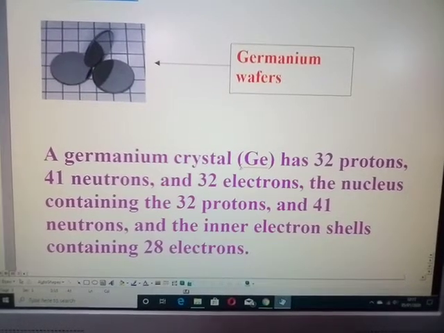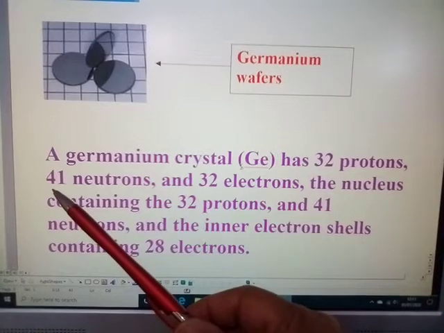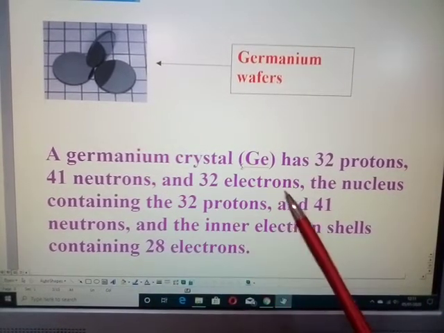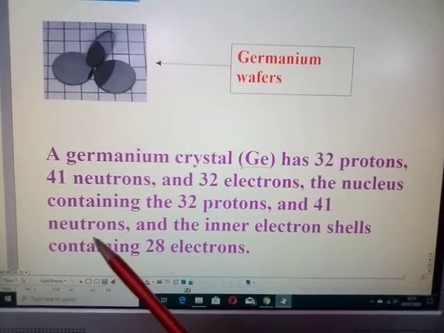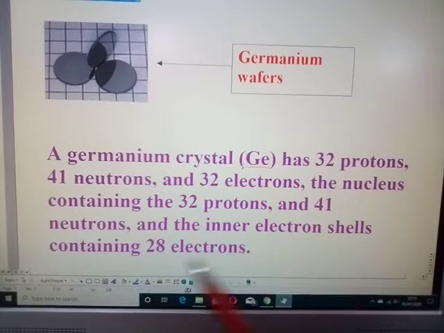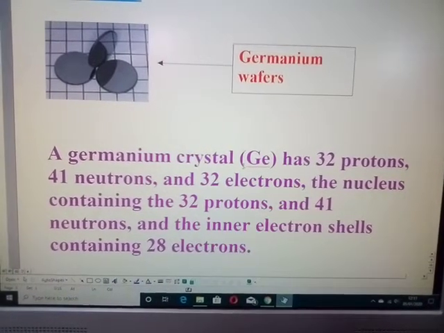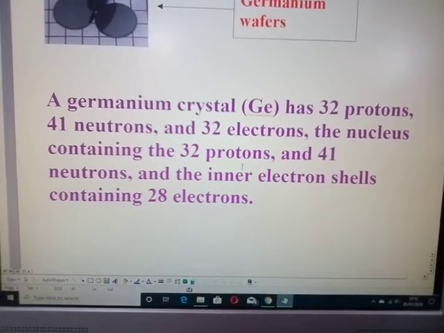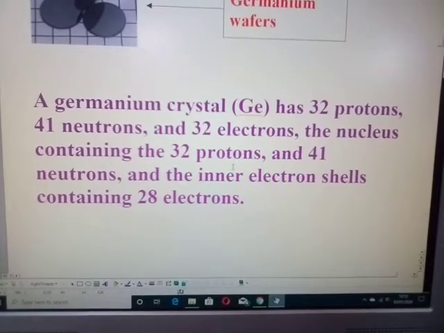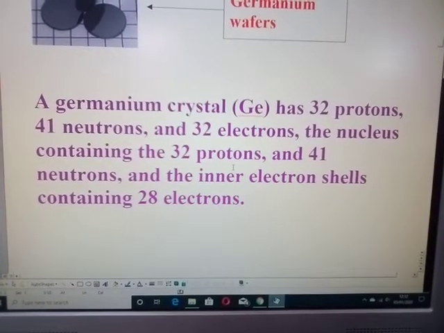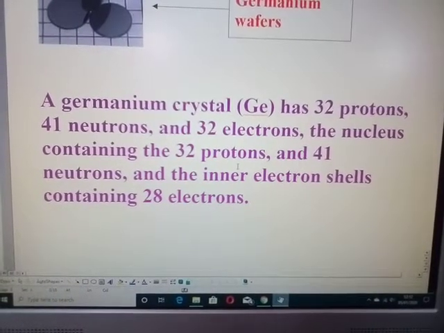Now, a germanium atom, Ge, has 32 protons, 41 neutrons and 32 electrons. The nucleus contains the 32 protons and 41 neutrons, and the inner electron shells contain 28 electrons. Now, feel free to expand this further for your own knowledge gaining. And look at these yourself. You'll find that there's quite a number of books that show you how it is formulated.